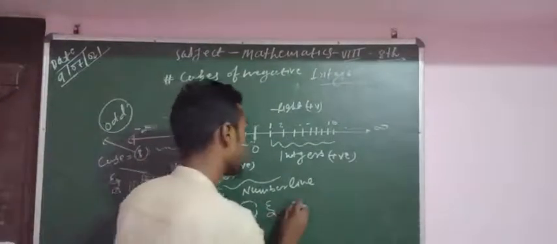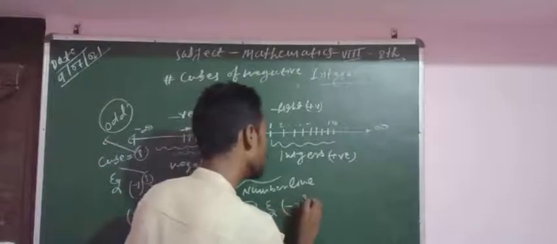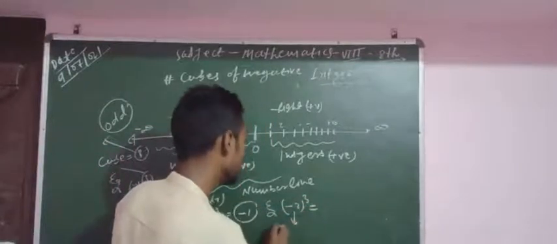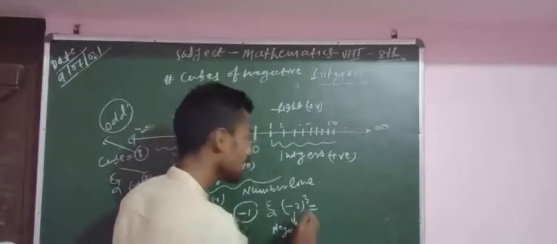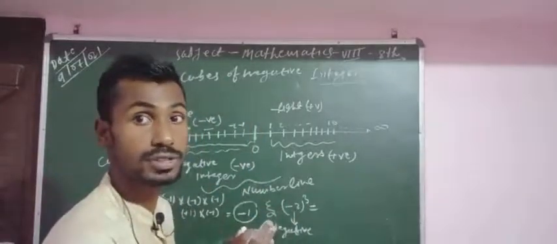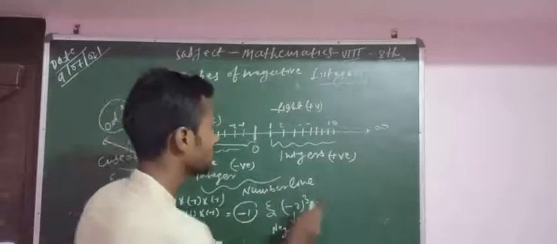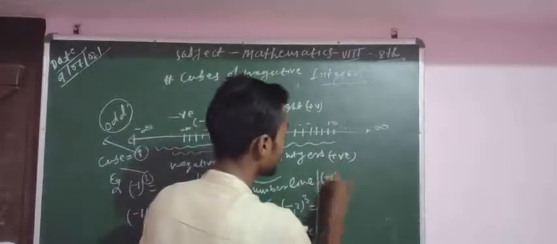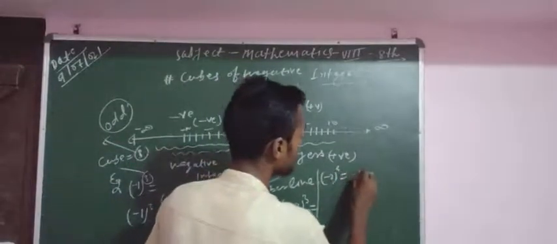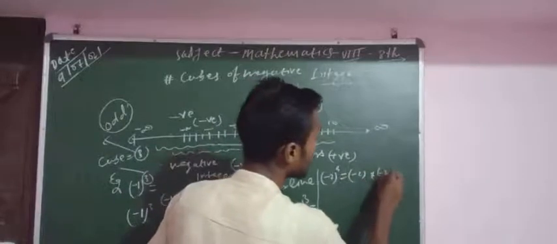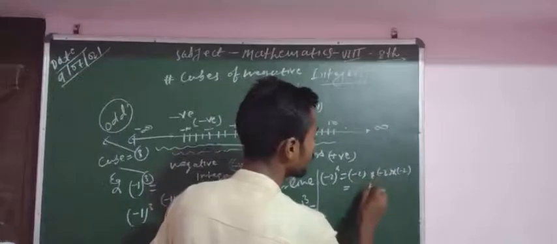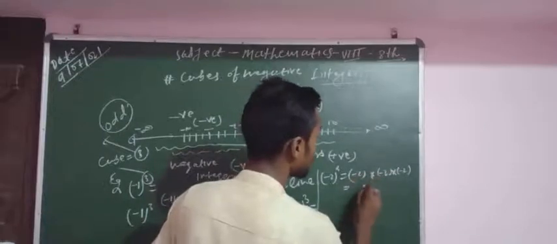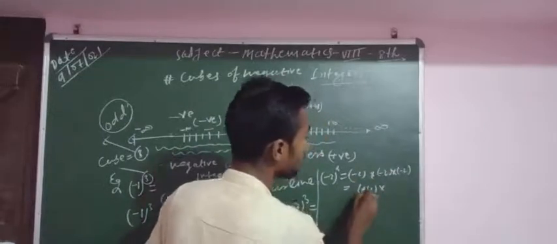Example number 2: minus 2 to the power of the whole 3. Minus 2 is a negative integer. So minus 2 cubed is minus 2 into minus 2 into minus 2. Now look at this: 2 into 2 is 4, and minus into minus is plus, so plus 4.